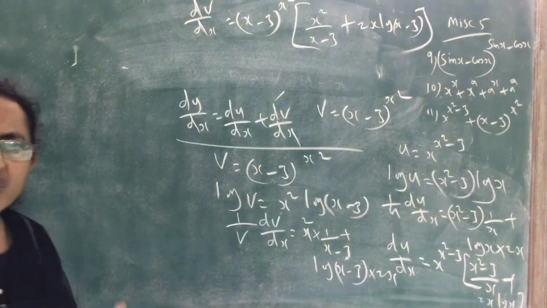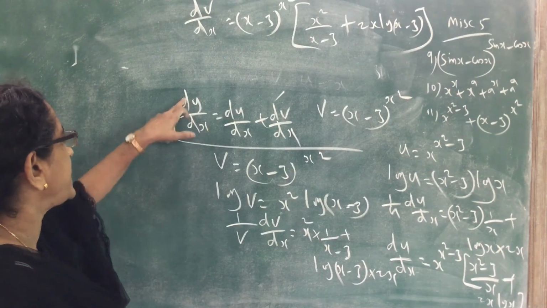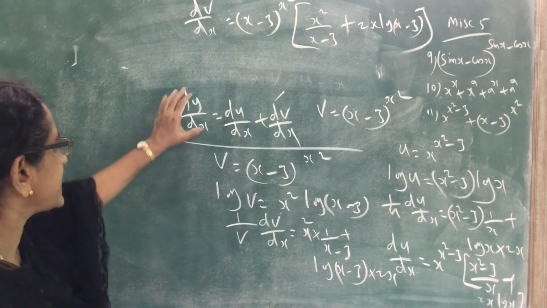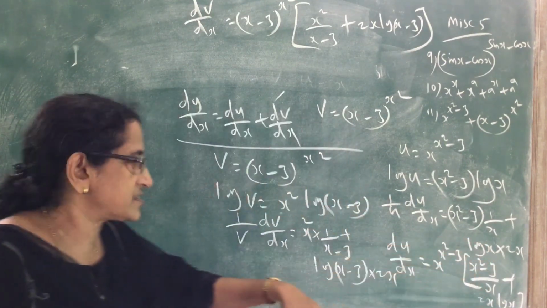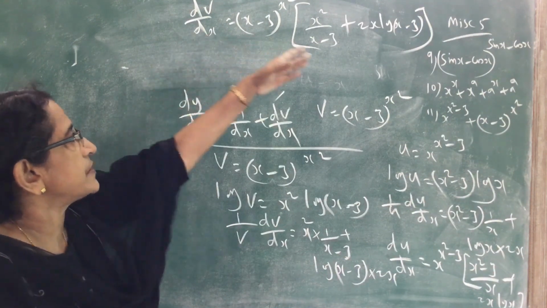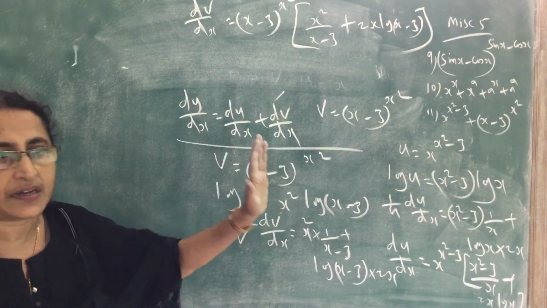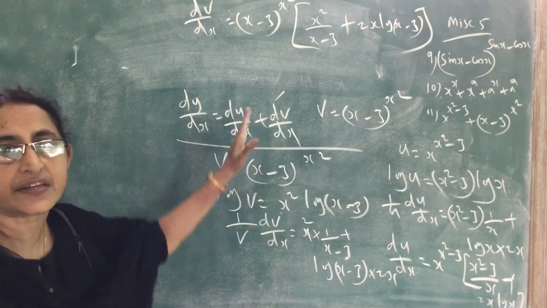So we got both du by dx and dv by dx. Now we can substitute here. Therefore dy by dx equals, just to write the final answer, first write du by dx, this term, plus then write dv by dx, this term. So just substitute in this equation and write dy by dx. Du by dx and dv by dx, substitute here. So we get the answer.